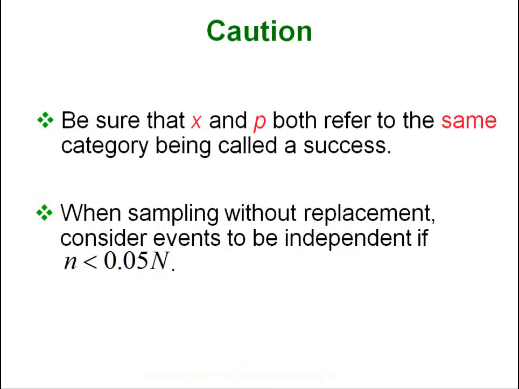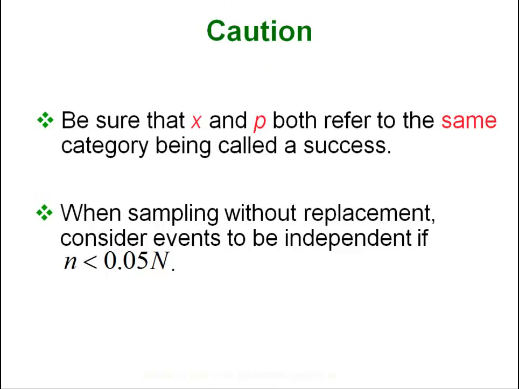Be sure, when you're setting up your trials and setting up your experiment, that X and P both refer to the same category. So X is always the number of successes, and then P is always the probability of the successes.